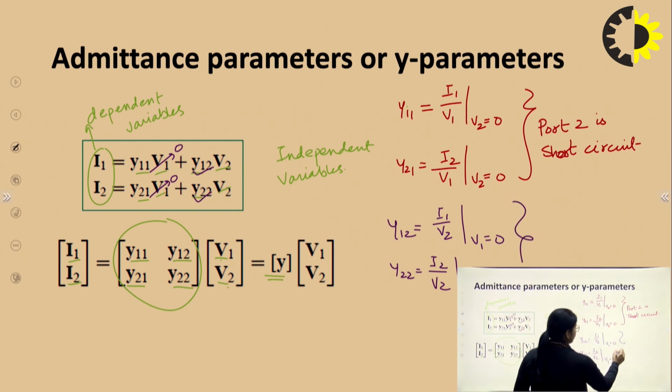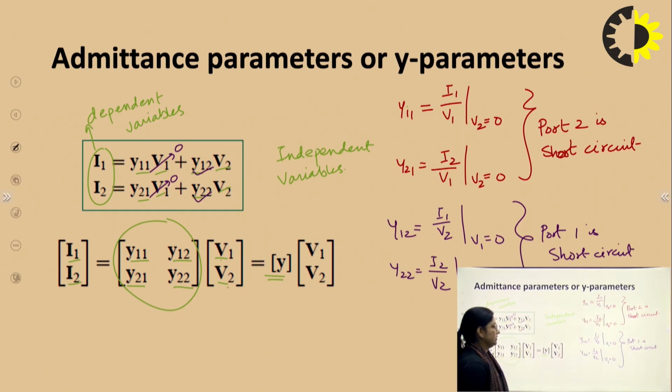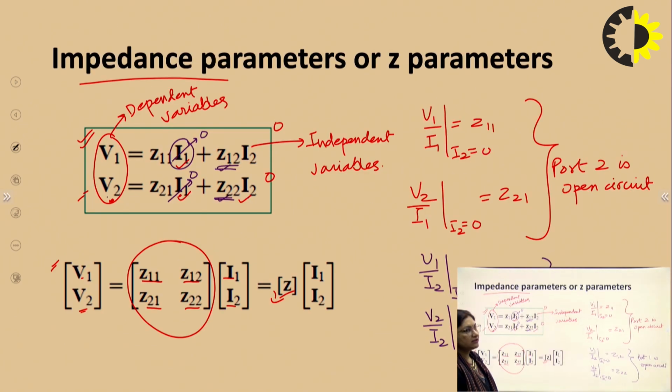So, V1 is equal to 0 means port 1 is short circuit, right? So, Y parameters will be calculated by short circuiting a particular port, and Z parameters will be calculated by open circuiting a particular port. So, sometimes these admittance parameters or Y parameters are also called short circuit parameters, and the Z parameters or impedance parameters are also called open circuit parameters.